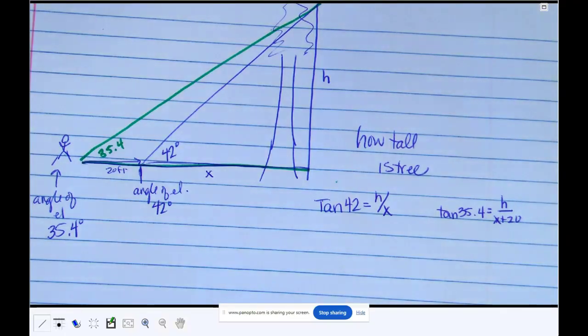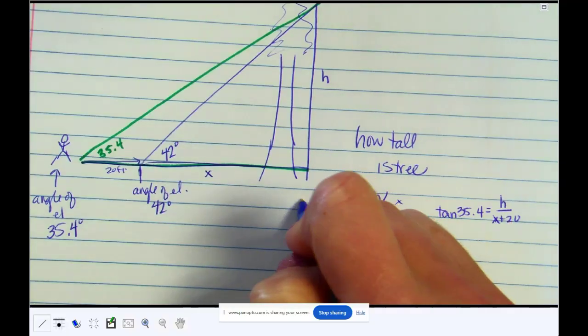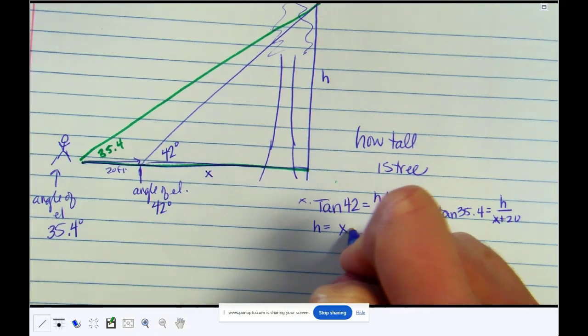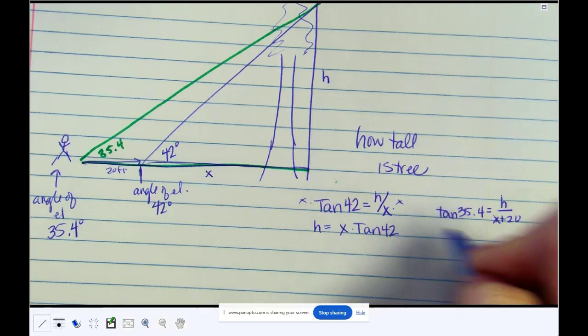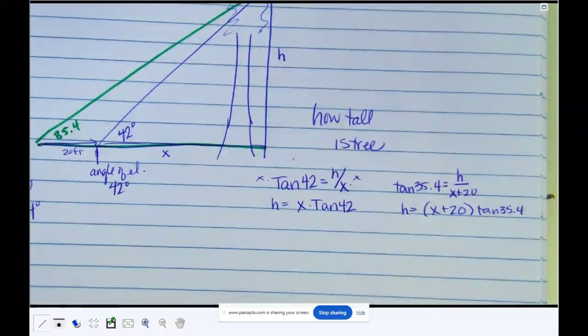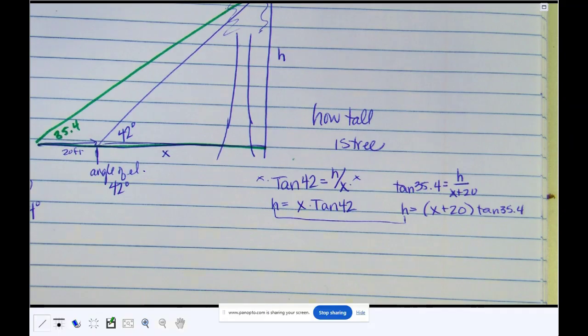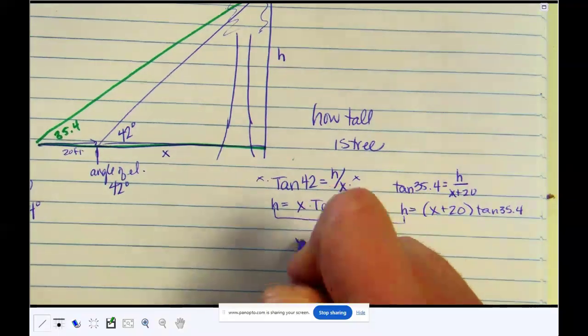Now, they both have the same variables. They both have x's and h's. So this turns into a system of equations. It's easiest to solve for h in this because I can make h multiplied by x here. H is equal to x times tangent of 42. And over here, h is equal to x plus 20 times the tangent of 35.4. Now I set them equal to each other, because if they're both h, then they have to be equal.